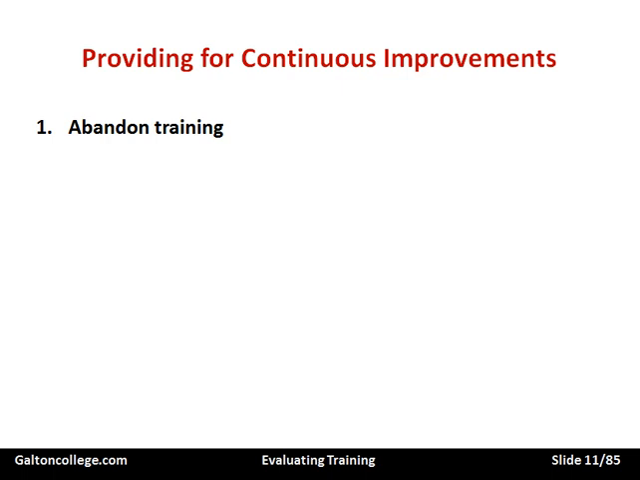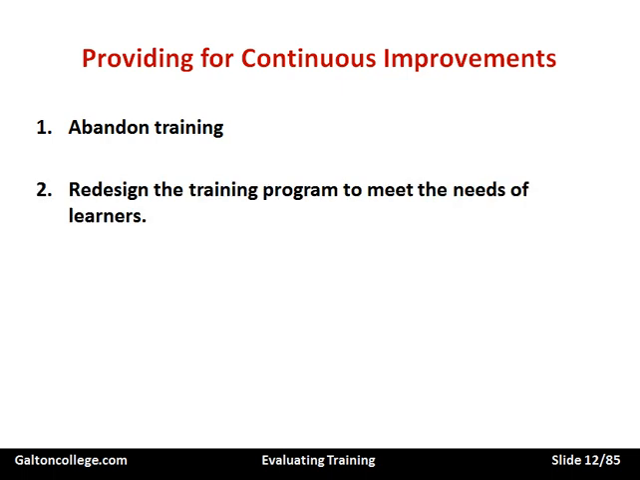And failure to do that may mean don't have the training program in the first place. Leave it as it is, and try other methods of introducing change, perhaps by introducing mentoring or gradually changing the process. So it could be that providing for continuous improvement means don't have the training program. Or it could be that the training program simply needs to be redesigned to meet the needs of the learners.